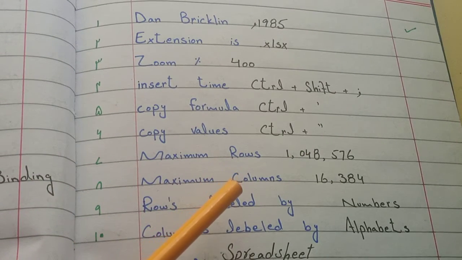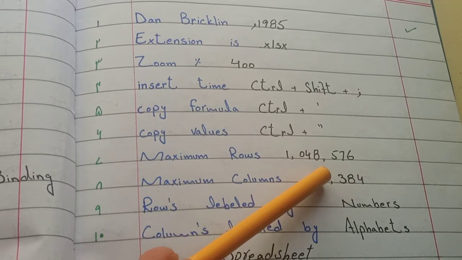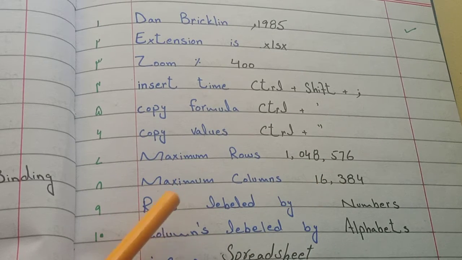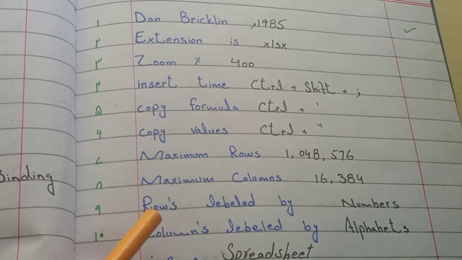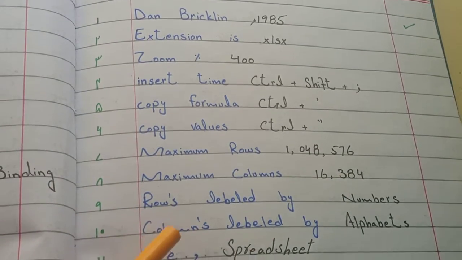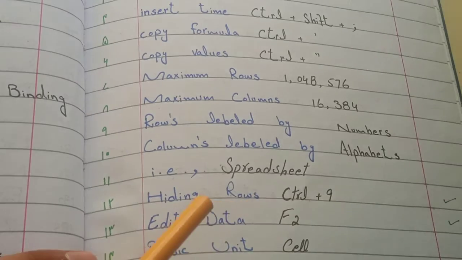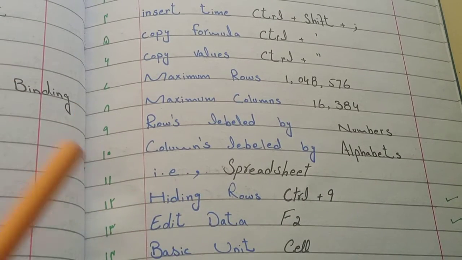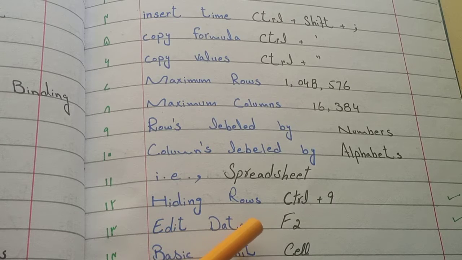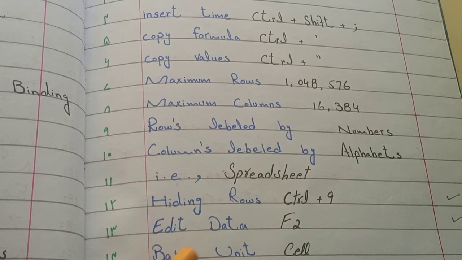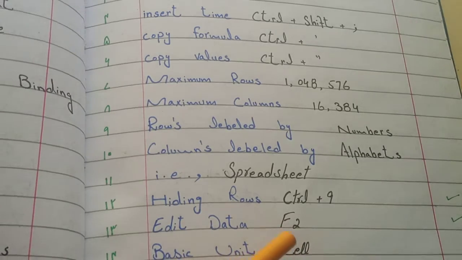Maximum rows in MS Excel: 1048576. Maximum columns: 16384. Rows are labeled by numbers and columns are labeled by alphabets. MS Excel is actually an example of a spreadsheet. Hiding rows, Control plus F9. Edit data in MS Excel via F2.